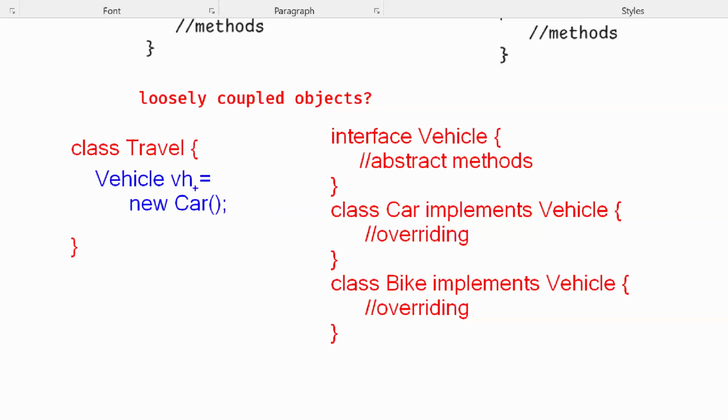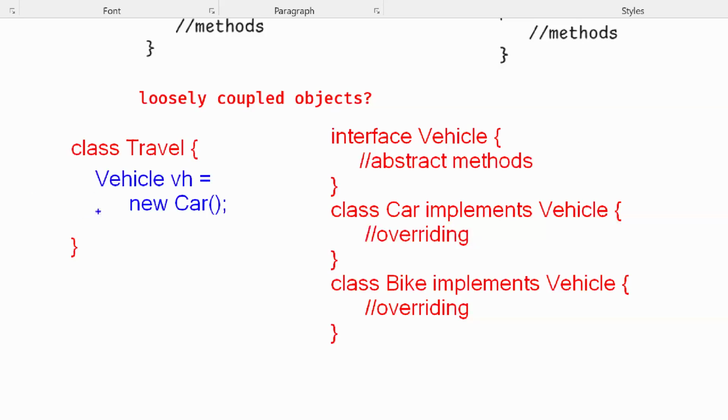An interface reference variable can store its implementation class object. Car is also an implementation class. Bike is also, which means this VH can store a bike object also, not only a car object. So that's why I have no need to change the left side of my statement, but I have to change the right side of my statement, which means some code changes are required. Whether you are changing the left side or the right side or the semicolon, it is a code change only.